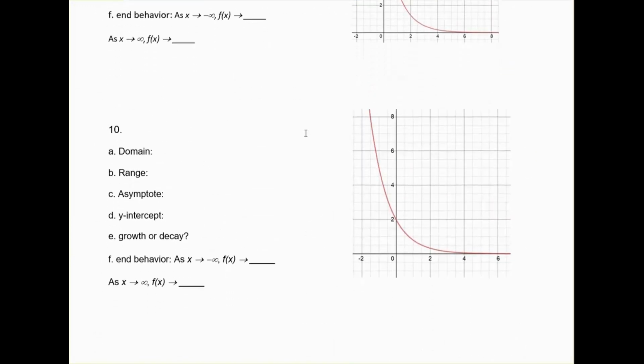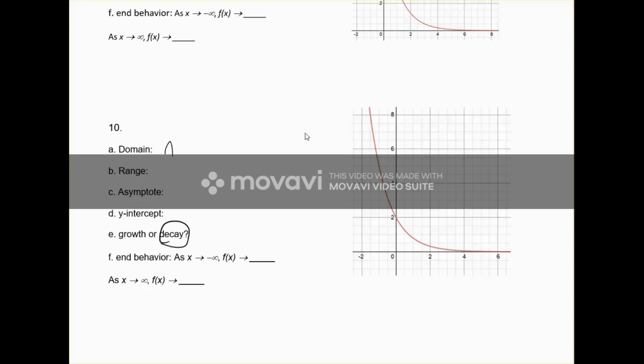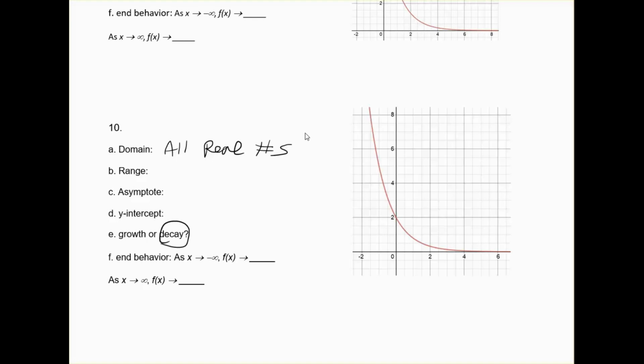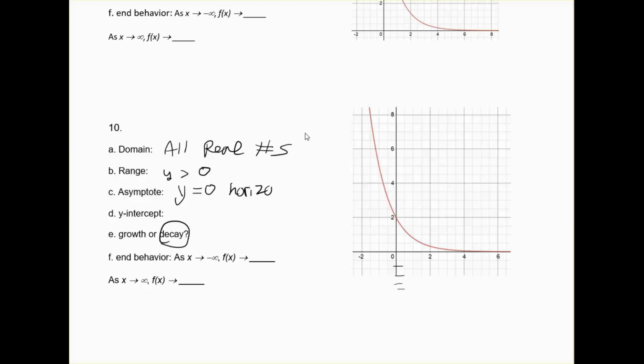Let's look at number 10 just to see if we can fill this in. This is a standard exponential decay. It's decreasing. The domain would be all real numbers, because there's nothing that x cannot be. But the range, it will never get into the negatives for the y values. It's never below the x-axis. So for the range we would say that y is greater than 0. It's not even equal to 0, because this is an asymptote here, it'll never actually reach 0. The asymptote of this one is the horizontal asymptote at y equals 0.